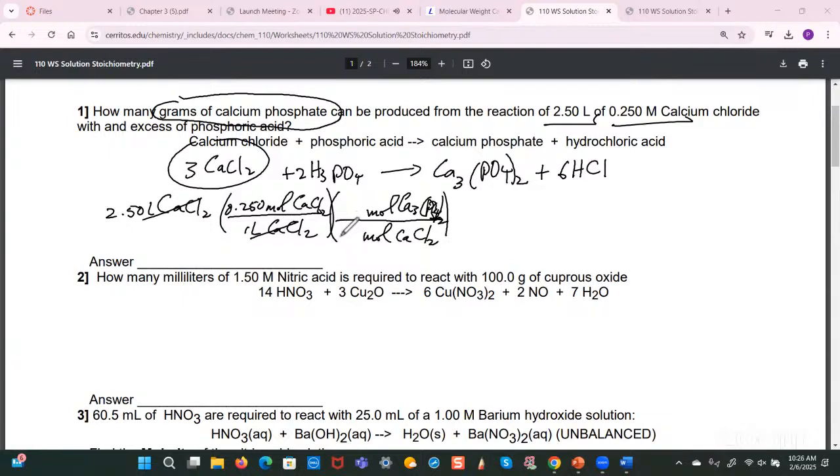So what would be the numbers here and here? Oh, wait a minute. Yeah, you're right. My bad. 1 here and 3 here. And that comes from the coefficients in the balanced equation, right? Okay. So this would go with that. What's the next step?